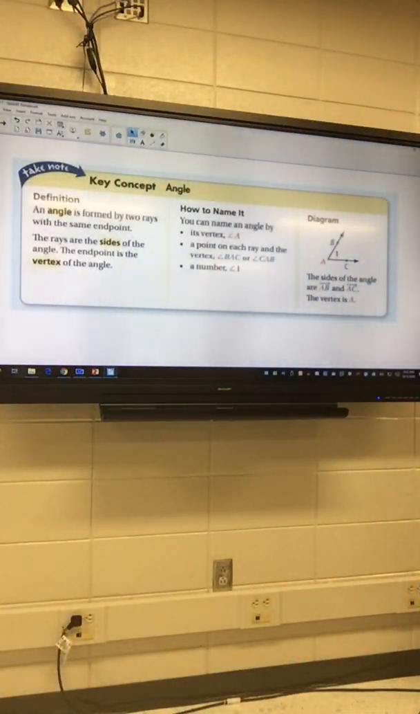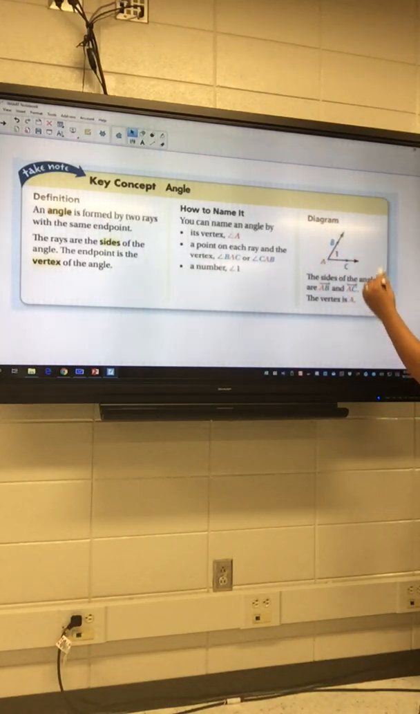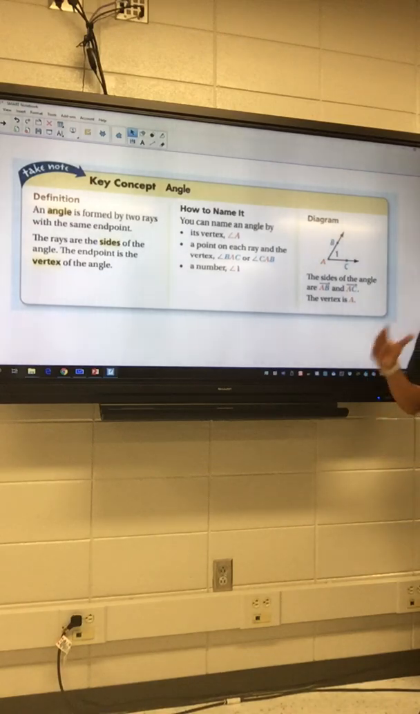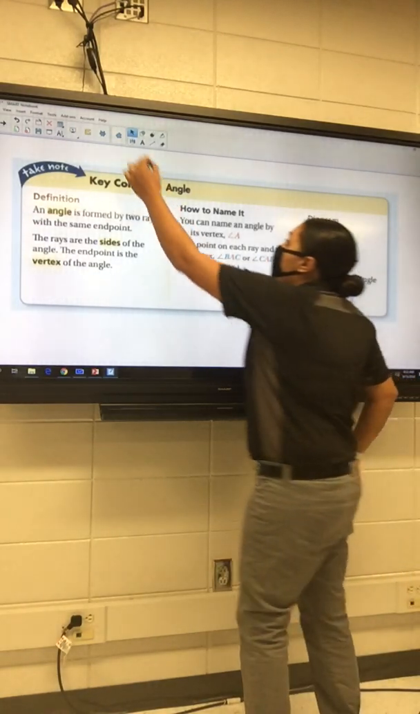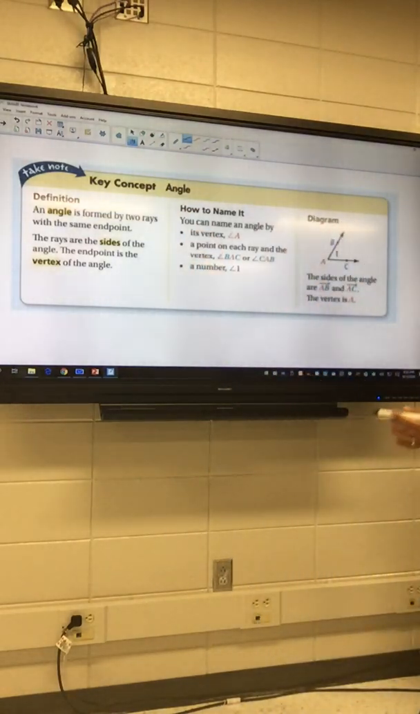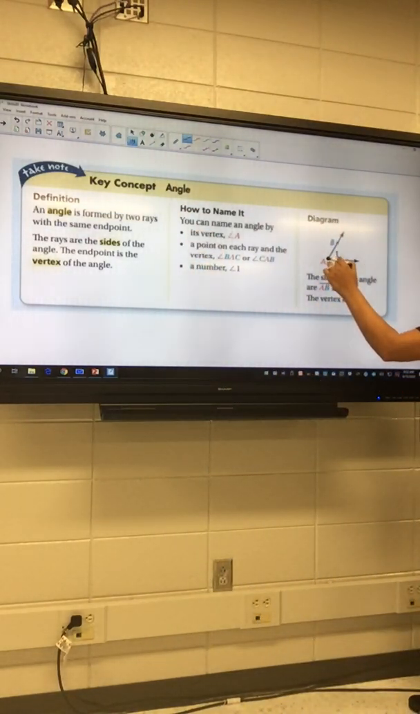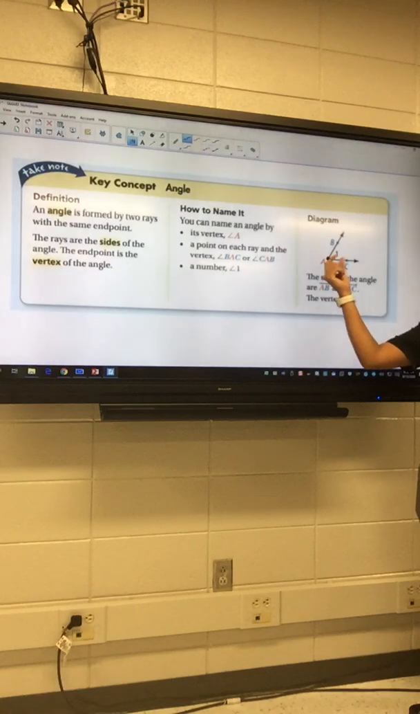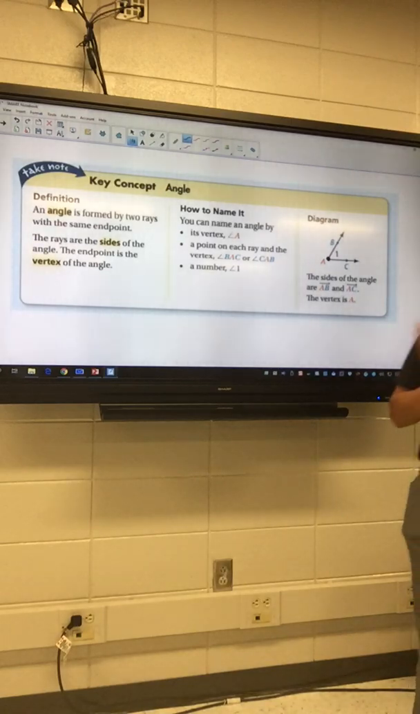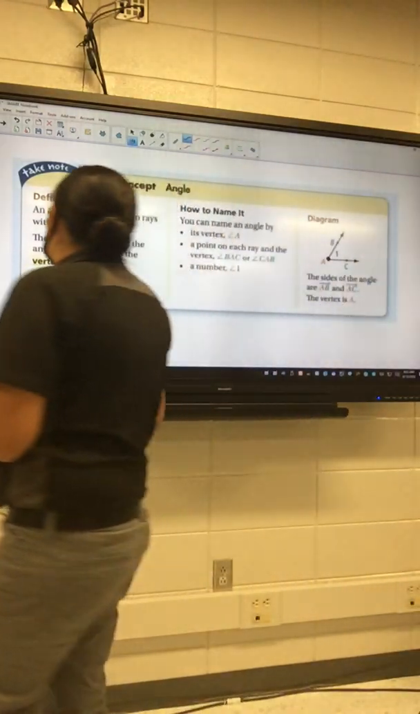Okay, so an angle is formed by two rays and they have the same endpoint. For example, this is an angle. It looks like an open triangle, kind of. It's just missing a side. You guys know what a ray is, right? Here they share the same endpoint, which is A, and then it has two rays. One ray is AB, and another ray is AC, and they're connected. So that's what an angle looks like.